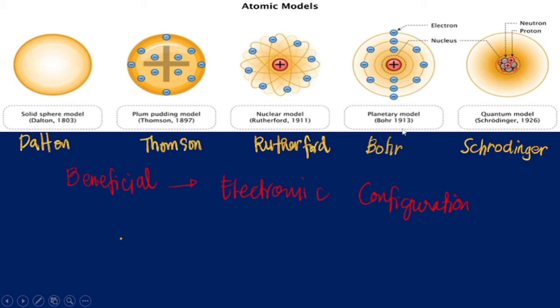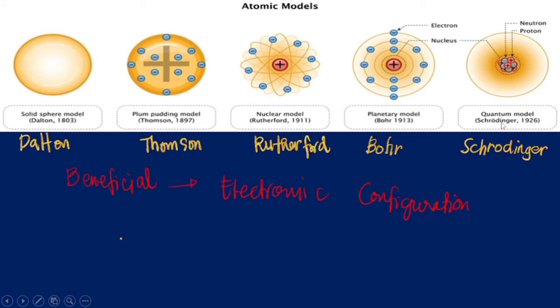And in 1913, another model was proposed by Niels Bohr, and he called his model the planetary model, wherein the electrons are located outside the nucleus of the atom in definite orbitals. And inside the nucleus of the atom, there are positively charged particles, and those positively charged particles are called protons.